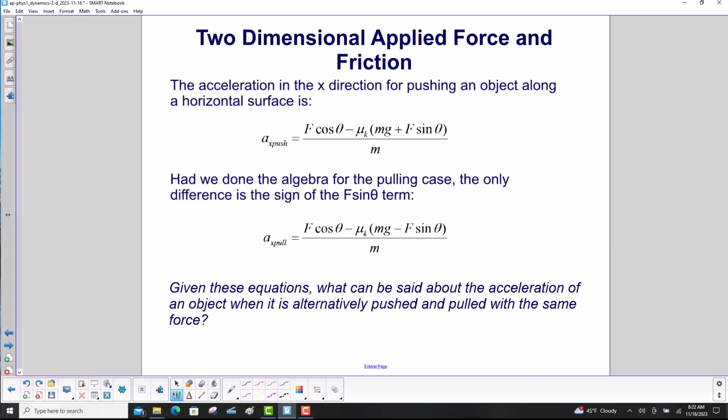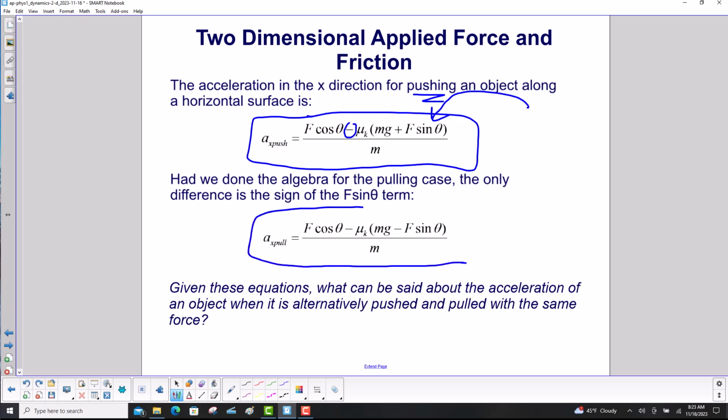Let's summarize what we have here. The acceleration in the x direction for pushing an object is this. And the key thing here is F sine theta is positive within the parentheses, which will be a negative once you multiply by this. So that'll subtract from your applied force in the x direction. And had we done the algebra for the pulling case, it's very similar. The only difference is right here, the F sine theta. And that has a negative sign.